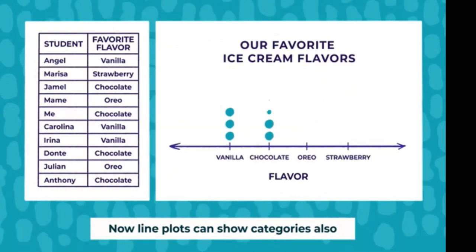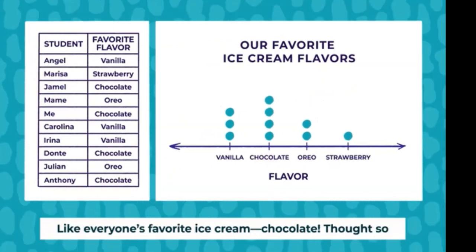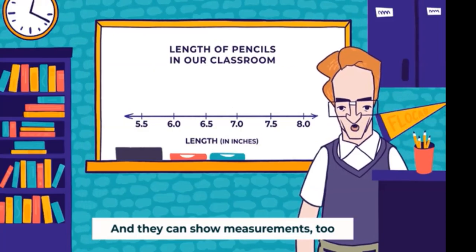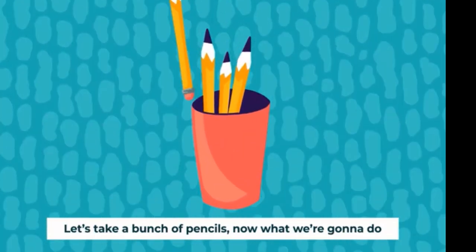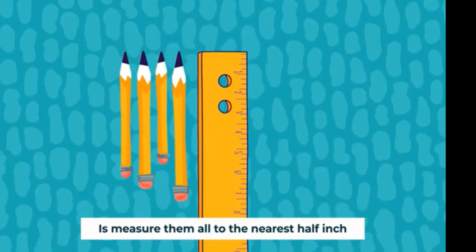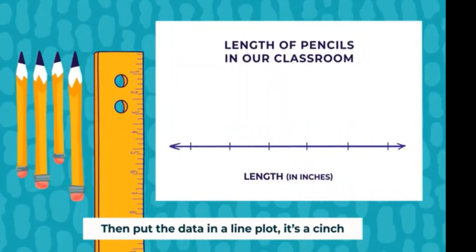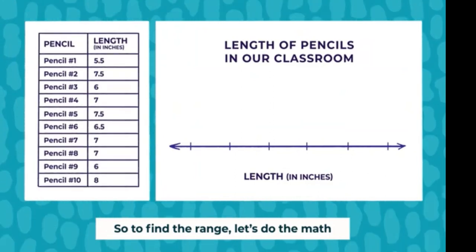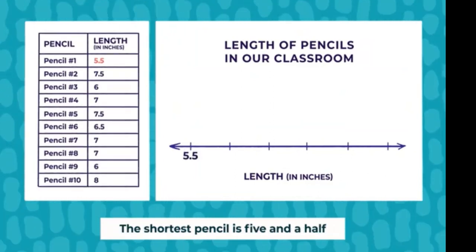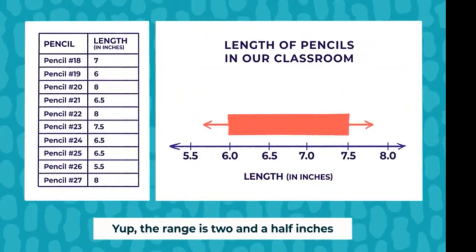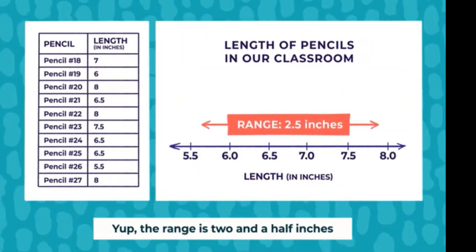Whoa, now line plots can show categories also, like everyone's favorite ice cream. Chocolate. Thought so. And they can show measurements too. Let's take a bunch of pencils. Now what we're gonna do is measure them all to the nearest half inch, then put the data in a line plot. It's a cinch. So to find the range, let's do the math. The shortest pencil is 5.5 and the longest is 8, so we take the difference. Yup, the range is 2.5 inches.